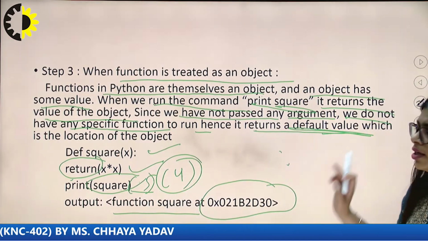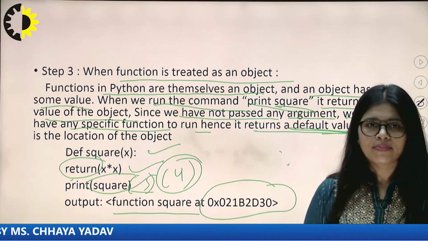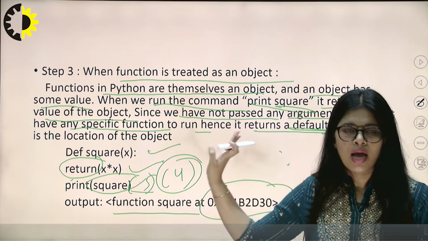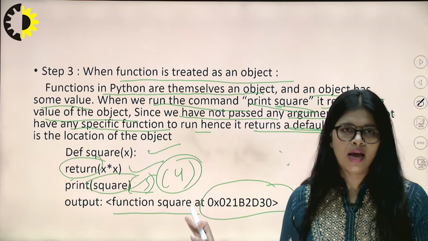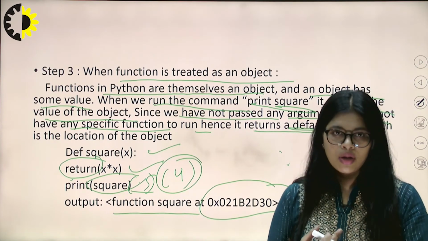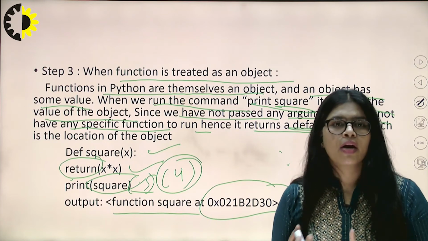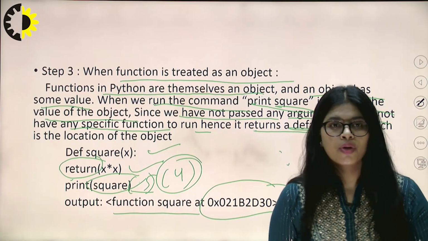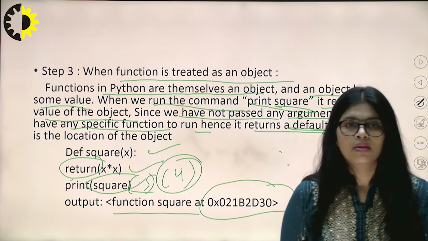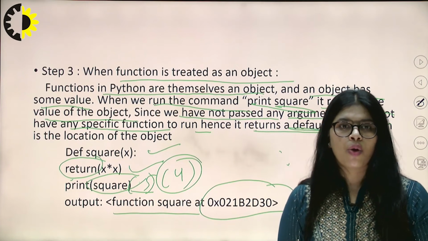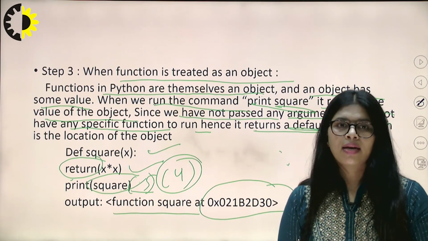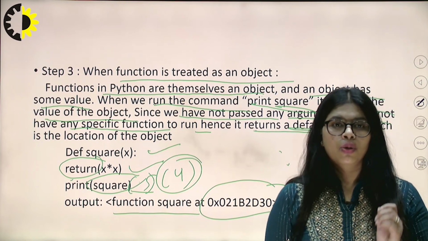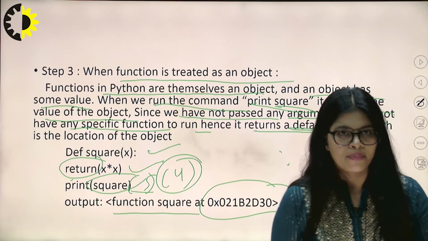So we have discussed the basic execution of function, and in the basic execution of function there are 3 steps. If we are not going to return, then see what kind of value will be printed. If we use return, then it will print a proper value. And if we use the word return and the value of the variable is not mentioned, then it will be treated just like an object, and the location of the object will be printed.